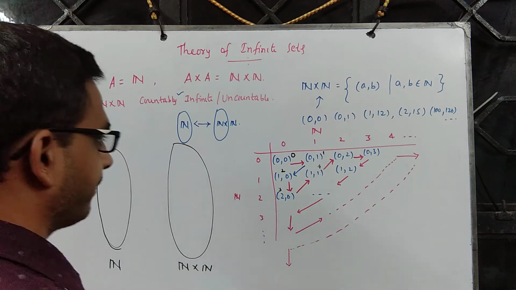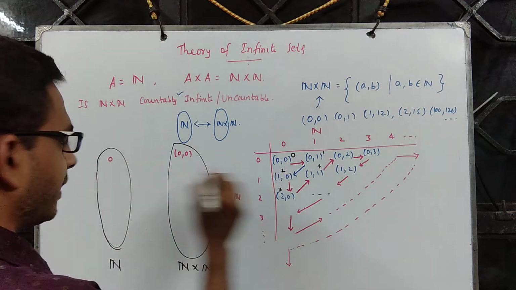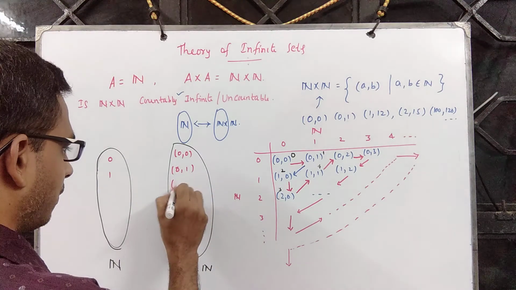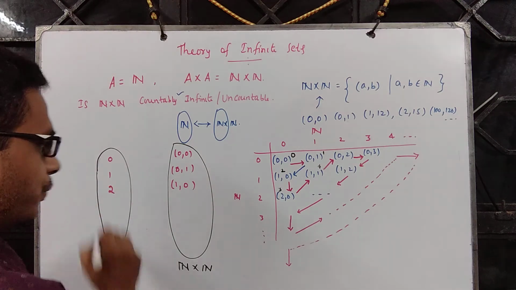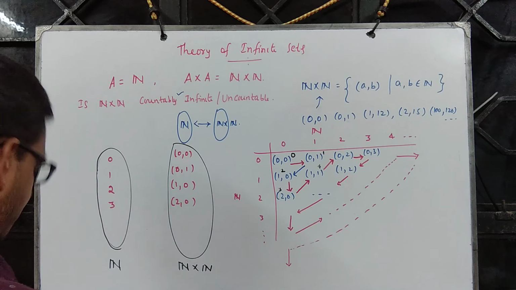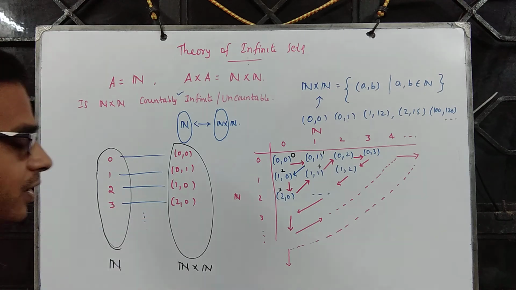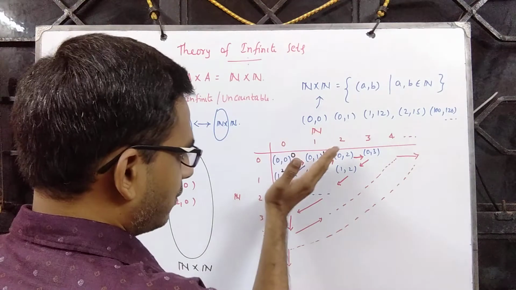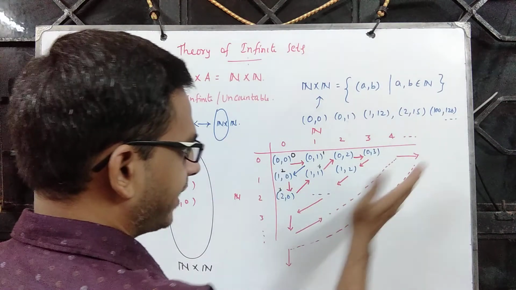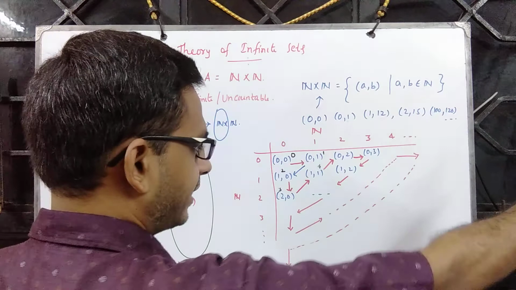So what we say is the following: 0 comma 0 is mapped to 0, then 0 comma 1 is mapped to 1, then 1 comma 0 is mapped to 2, then 2 comma 0 is mapped to 3, which means the mapping is like this. So it's like this: you go layer by layer and ensure that all of this is completely mapped before you go to the next layer. And it's infinite in nature. So this side it's infinite, the other side is infinite.